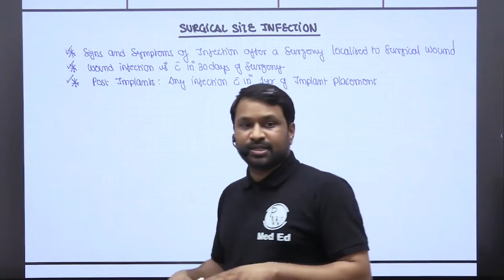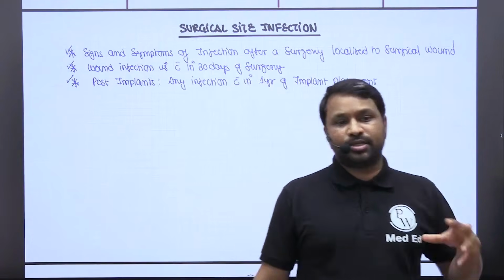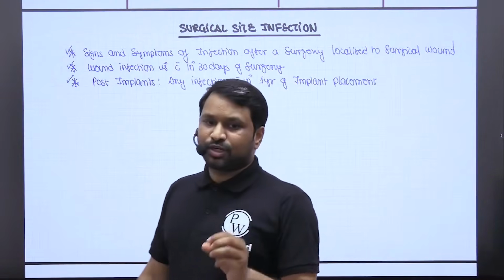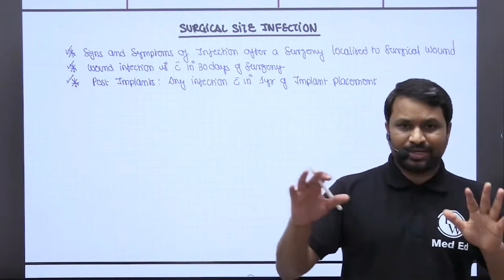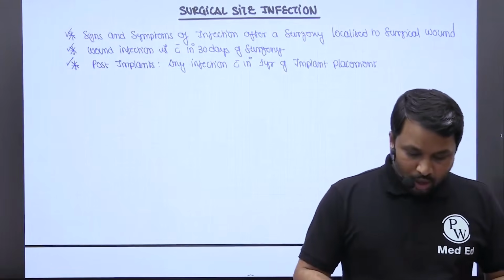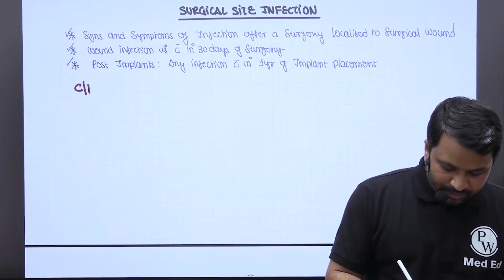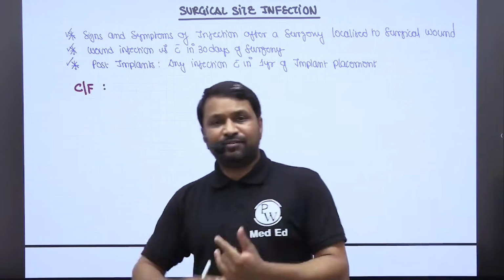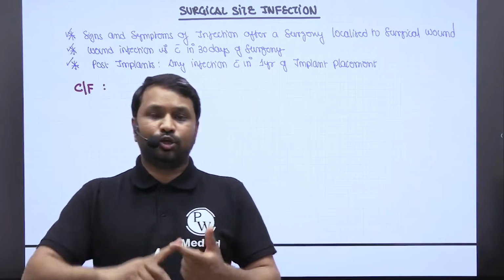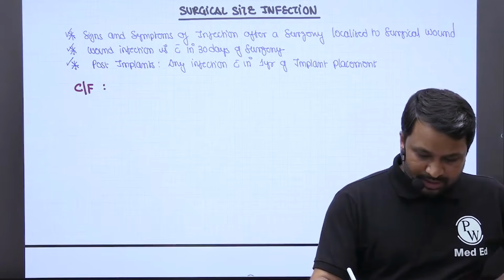So surgical site infection is the signs and symptoms of infection after a surgery localized to a surgical wound. It should be within 30 days of surgery, or if it is an implant, within 1 year of implant placement. That is the first component. Now, all surgical site infections, because they're infections, are going to be associated with inflammation. Every inflammation will have rubor, calor, dolor, tumor. So here you will see the signs and symptoms of surgical site infection.